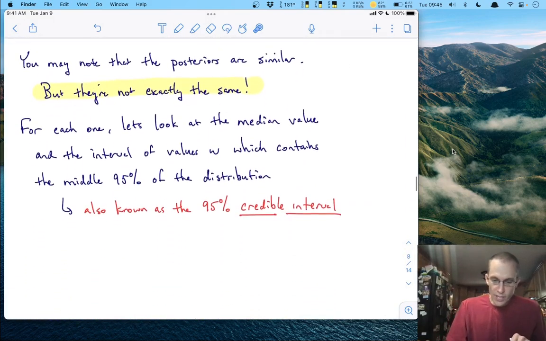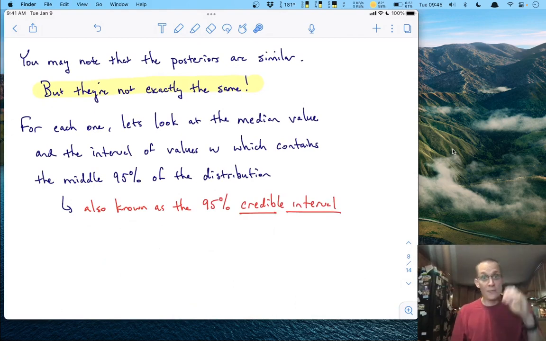So as I mentioned, you'll notice that those posteriors are similar, but they're not the same. To see how they are different, let's do something that might be useful to us. Let's look at the median value and the interval of values of W that contain the middle 95% of the distribution. This is the reason I'm choosing this: it's something that you'll see a lot in Bayesian statistics. This is called a 95% credible interval. It's literally the middle 95% of the mass of the distribution.